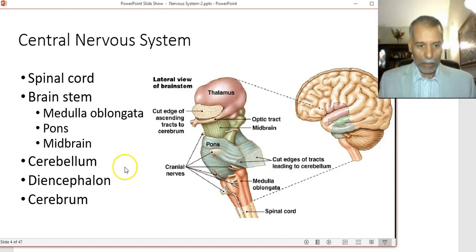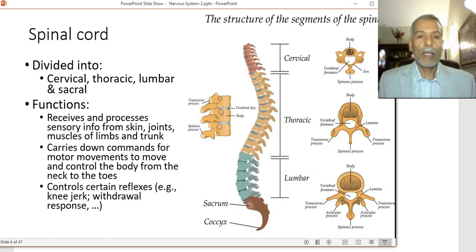And it should gradually make sense. So let's go to the spinal cord. If you take one vertebra out of the spinal column, it will look like this.